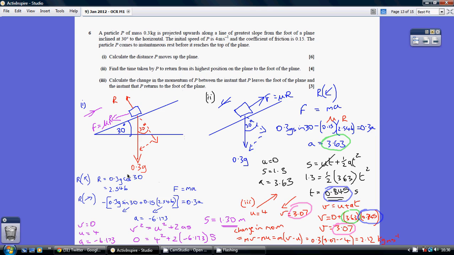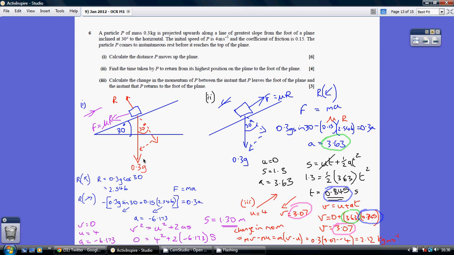In order to do this, we're going to have to work out the acceleration of the particle, and therefore we're going to have to rely on Newton's second law, F equals ma. First things first, as it's going to come into play as a component of the friction, we're going to need to work out the normal reaction. R equals this component of the weight, so R equals 0.3 g cos 30, the adjacent side. So R equals 2.546, which we're going to need in a minute.